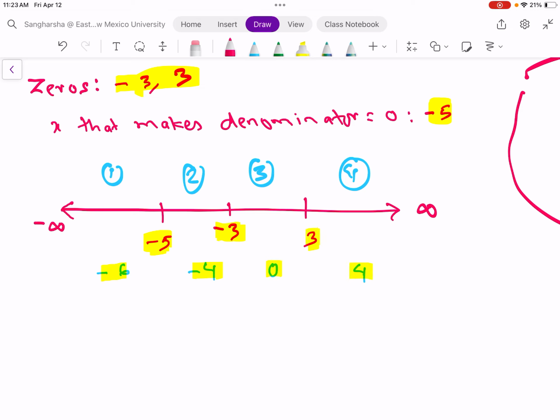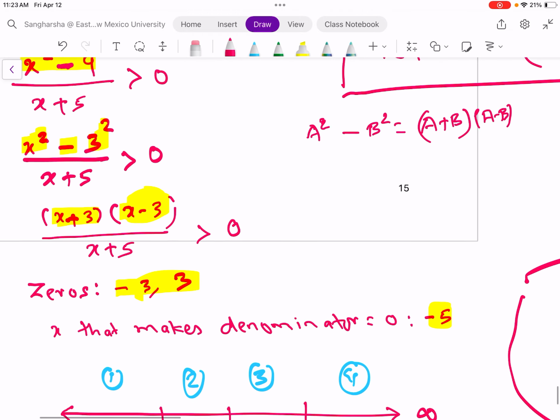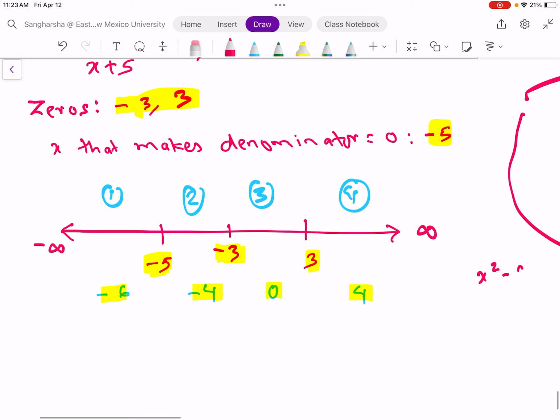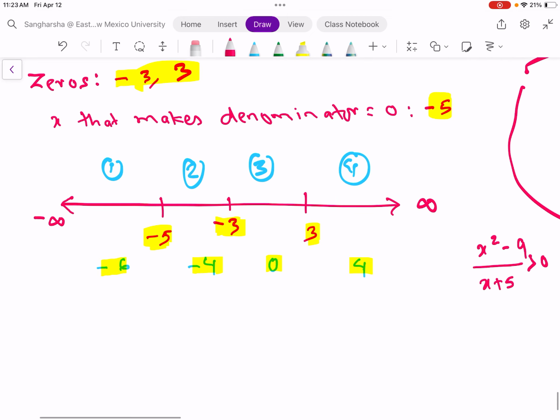So let me write the inequality: x square minus 9 divided by x plus 5 greater than 0. Now let's check whether -6 is a solution or not. How do we do that? You substitute in the inequality. So -6 square is 36 minus 9, divided by -6 plus 5, which is -1, greater than 0. Is it true or false? 36 minus 9 is 25. 25 divided by -1 is -25, greater than 0. That's false. So this is not a solution.